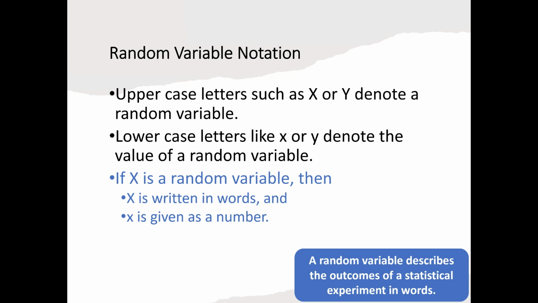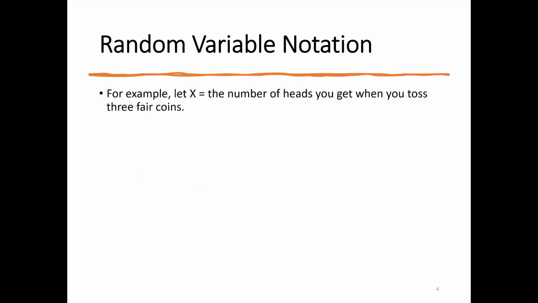And then we use lowercase letters, just to confuse you, to describe the values that your random variable can take on. If capital X is a random variable, then capital X is written in words and little x takes on a numerical value. So for example, let's let capital X, the description of my random variable, be the number of heads you get when you toss 3 fair coins. So what's the sample space when you toss 3 fair coins?